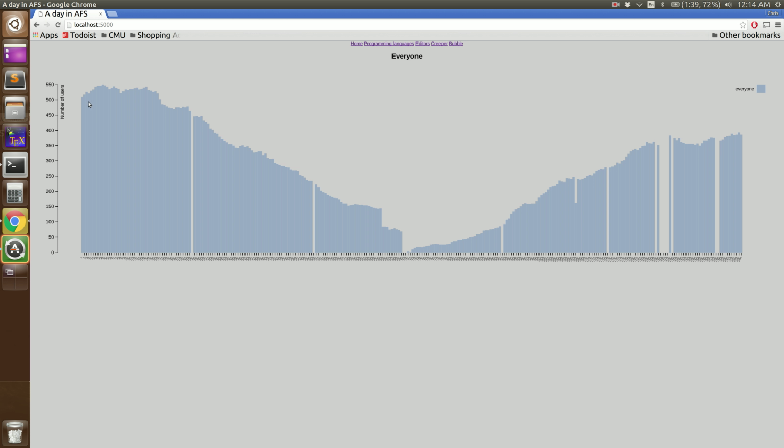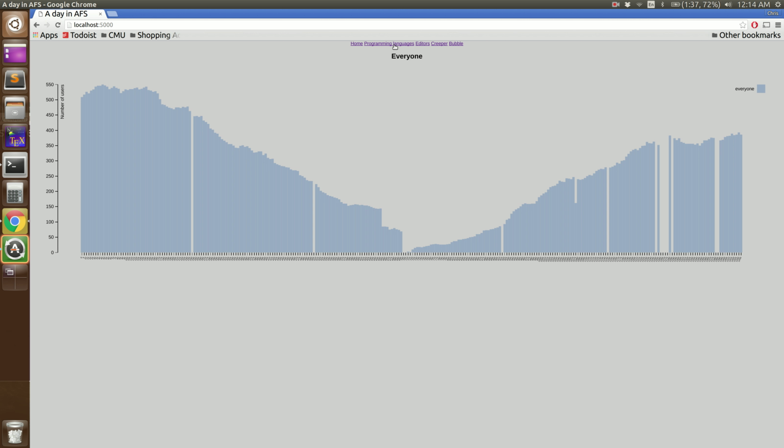You can see, interestingly, that a lot of people are on around midnight. This is midnight, the middle is noon, and this is the next midnight. And you can see that people are kind of spending most of their time in the early mornings and then slowly waning off as they go to sleep and then picking back up after lunch. So that's sort of interesting.